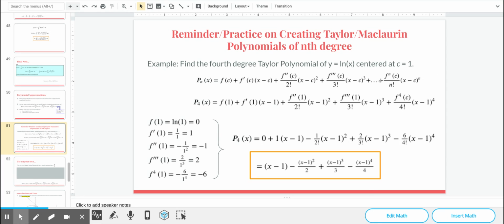Okay. So the reason for picking a center and constructing a new Taylor polynomial from a particular center is because you probably want to approximate the function around that center value. All right. But here is our actual fourth degree Taylor polynomial for the natural log of x.